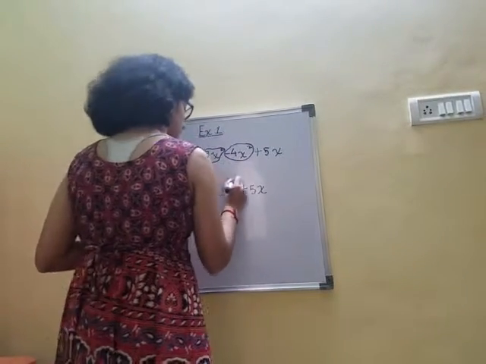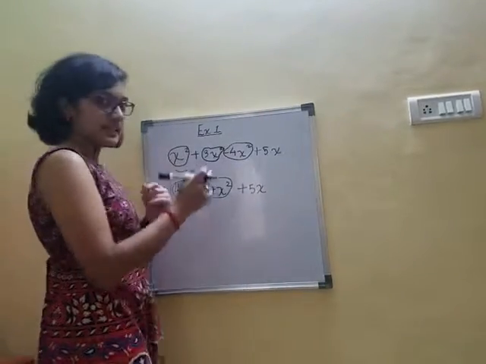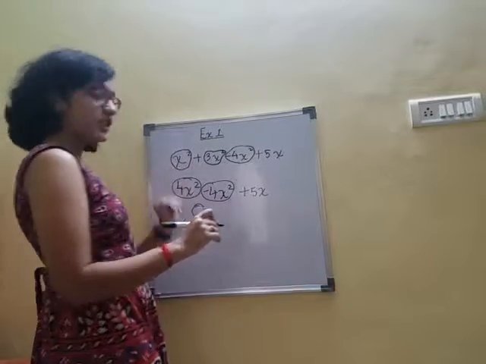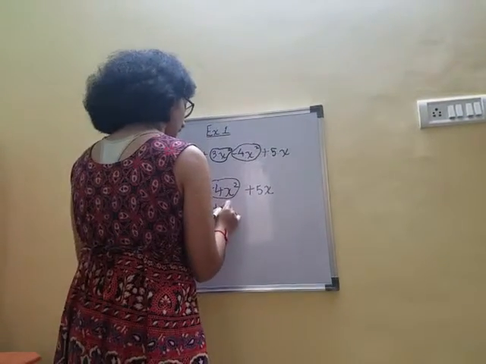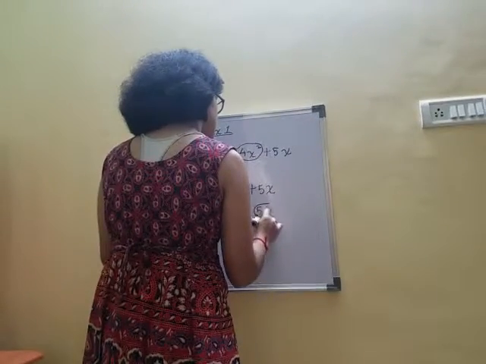Again, I'm going to combine the like terms. And since this minus this is 0, it's going to put 0. It's not 0x squared, it's just 0 plus 5x, which will also equal 5x.